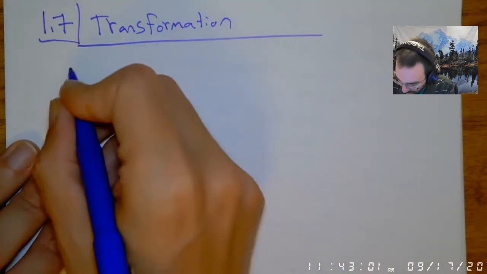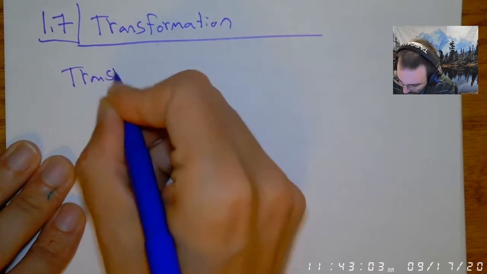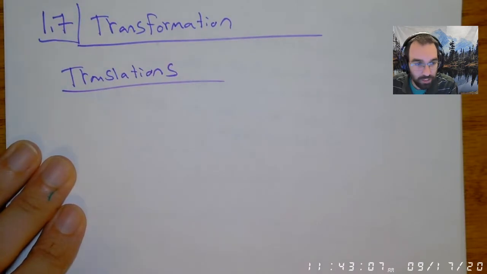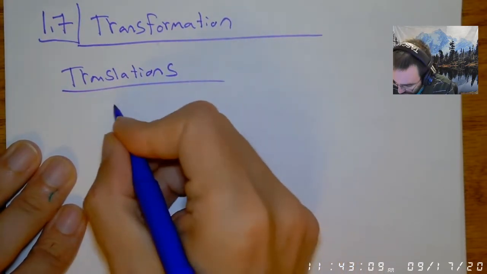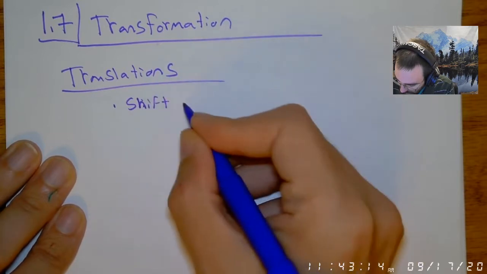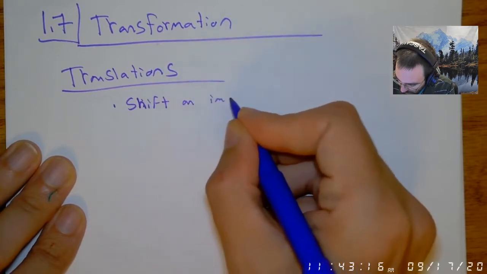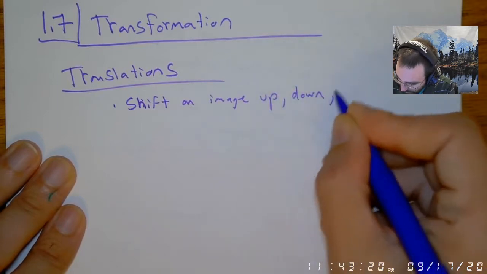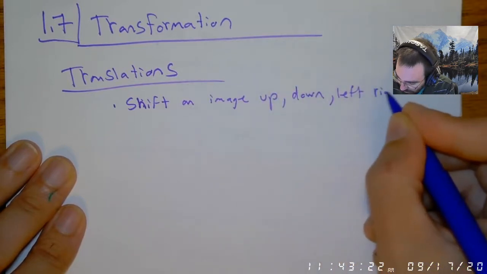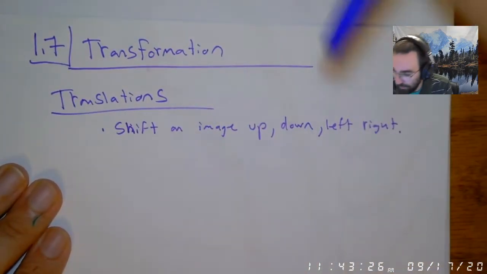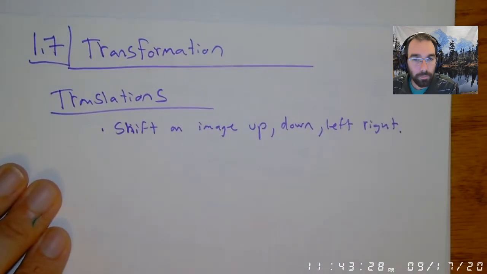All right, so what do we got? We got translations. And these aren't the kind of translations where I'm going between languages. This is when we shift an image up, down, left, right. Okay. So I'm not sure how to focus on this. There we go. So we're going to shift an image up, down, left, right.